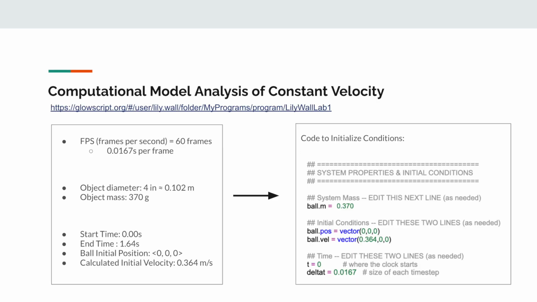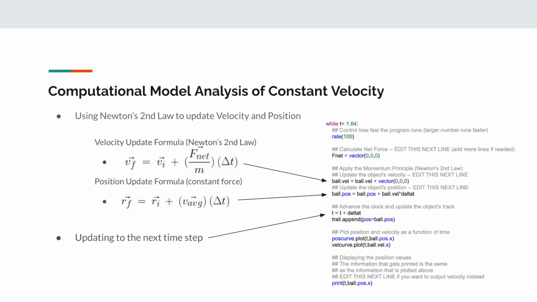Next, using this data, I created a computational model using Newton's second law to simulate the object's motion. This model updates velocity and position step by step over time. I've included screenshots of my code where you can see each formula being applied.